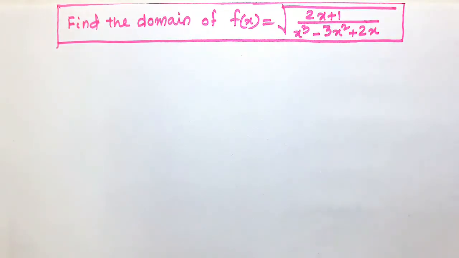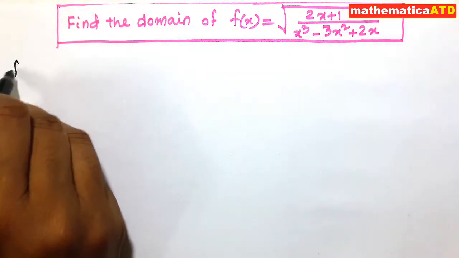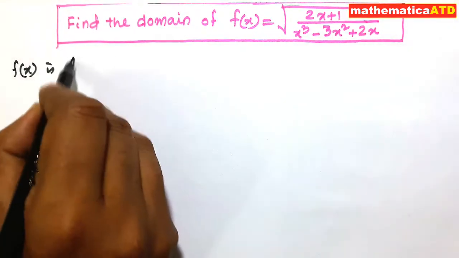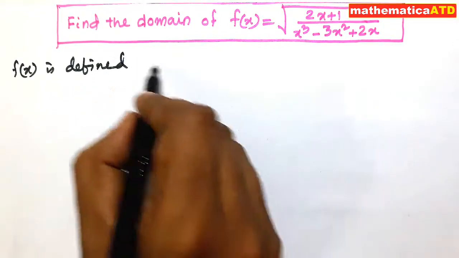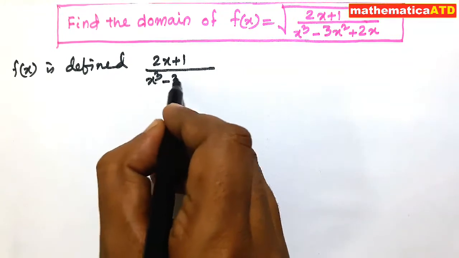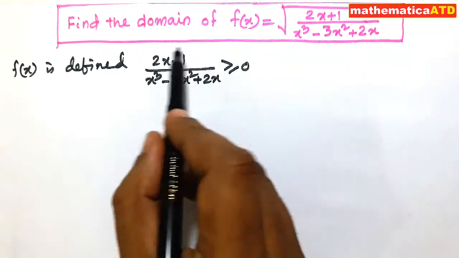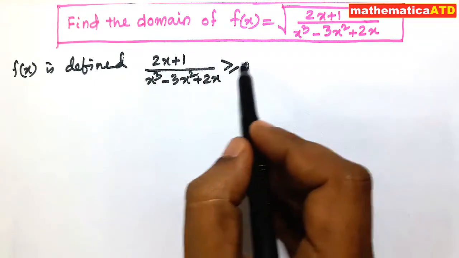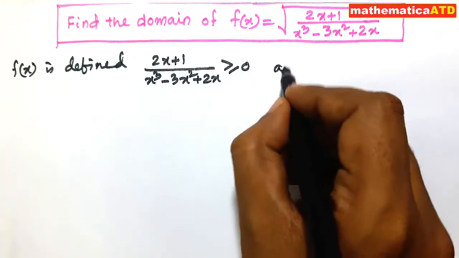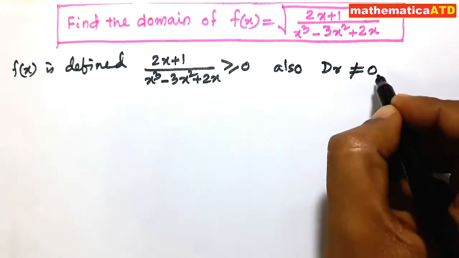Friends, find the domain of f(x) = √((2x+1)/(x³ − 3x² + 2x)). Here, f(x) is defined only when (2x+1)/(x³ − 3x² + 2x) is greater than or equal to 0. That is, the fractional polynomial is non-negative. Also, the denominator is not equal to 0.